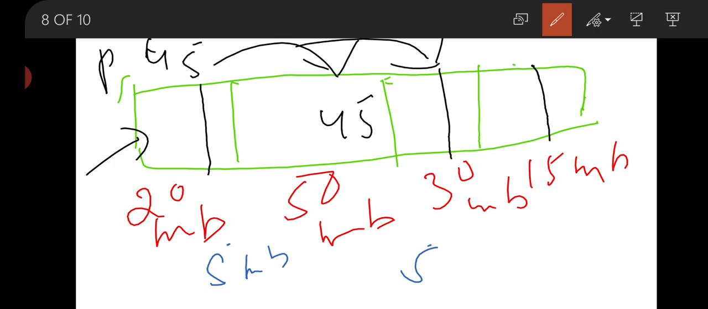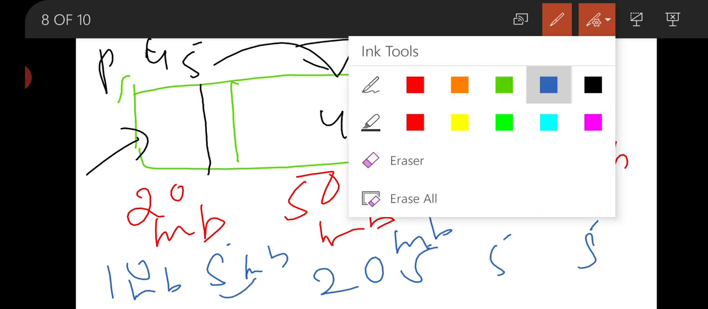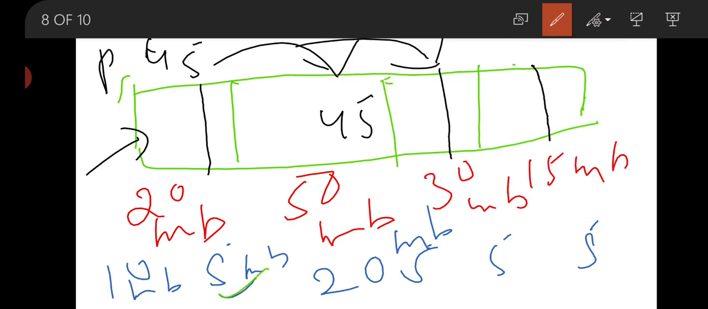here also 5 MB space is free, here also 5 MB, here also 5 MB. That means a total of 20 MB is free. And now if any process requires 10 MB space, then no block has 10 MB of size, because these are all 5 MB. It may be 5, 7, 8, 9 MB, but this is less than 10 MB.